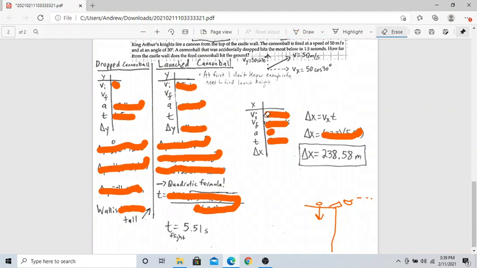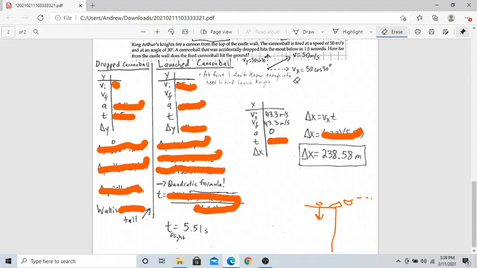Now, in the x chart, there are some things we can fill out. We can fill out the launch velocities. We know both of them. It's going to be the x component of the velocity. And we also know the acceleration of the cannonball. It's 0, because again, there are no horizontal forces acting on the cannonball.